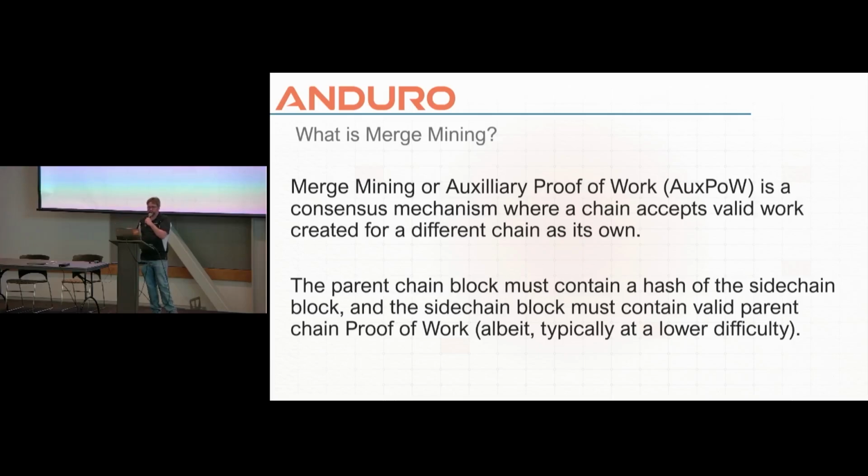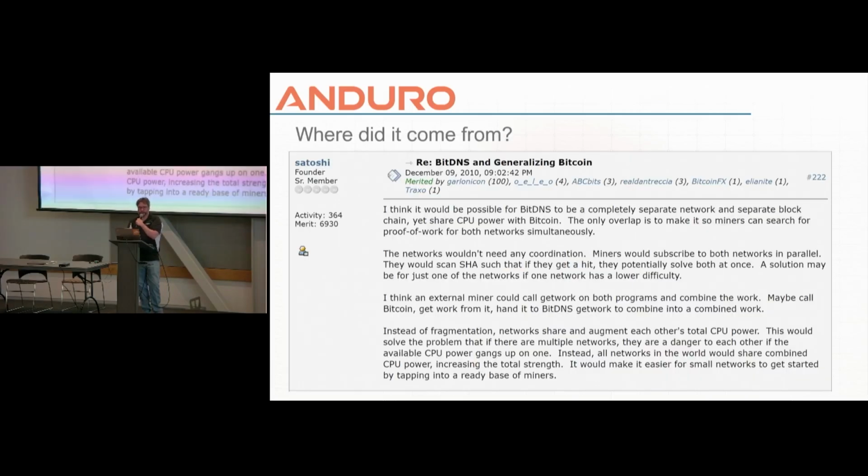Right? So in order to make this happen, the parent block must contain the hash of the sidechain block. So it rolls up to Bitcoin in that Merkle tree, and you can have the entire instance of that sidechain rolling up and provable by the Bitcoin hash that's created in SHA-256, double SHA-256. And the sidechain must contain the valid proof of work.